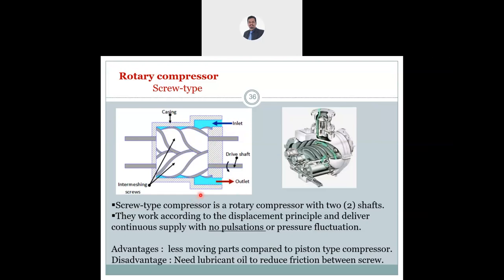Oh, the intermeshing screws are moving opposite each other? Yes, yes, like a gear. You need to work in opposite directions. One will drive the other. The one we are discussing here, the intermeshing screws, moves in opposite directions. Maybe you have other types of rotary compressors on the market which move in the same direction, but can still compress. So it depends.